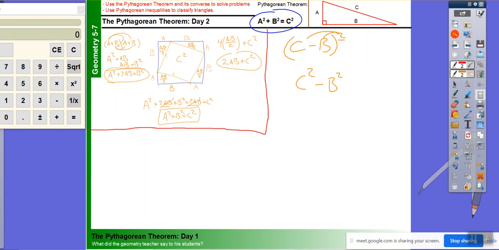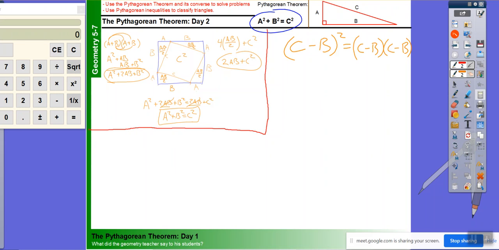Applying this exponent inside of parentheses only works when you're taking a monomial to a power. But we don't have a monomial. We have a binomial, bi meaning two, nomial meaning terms. So in other words, when you are squaring something, you have to multiply it by itself. So that's C minus B times C minus B.